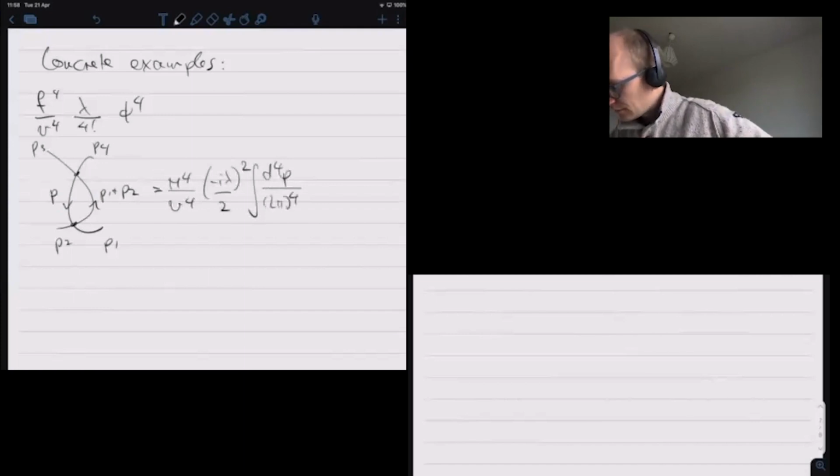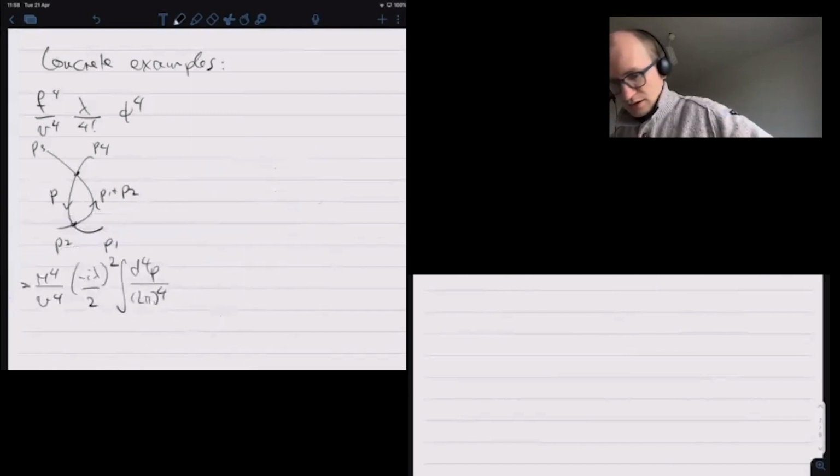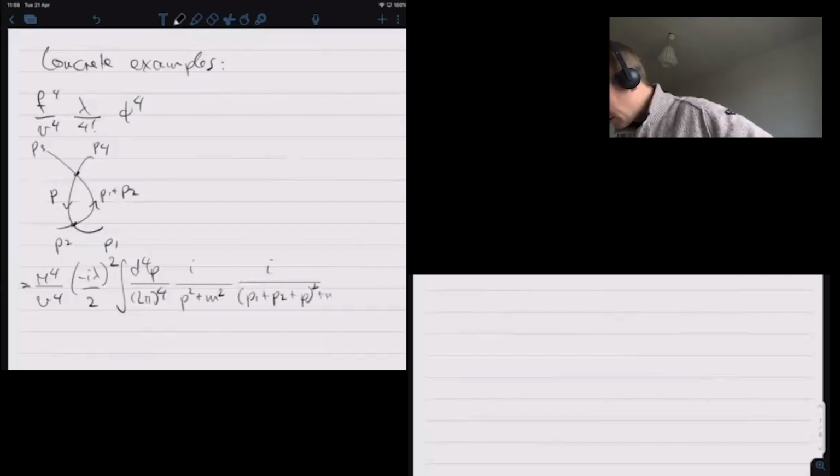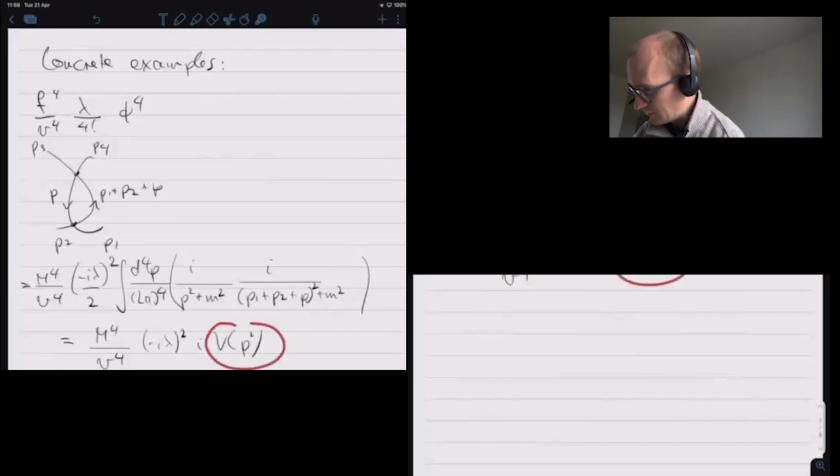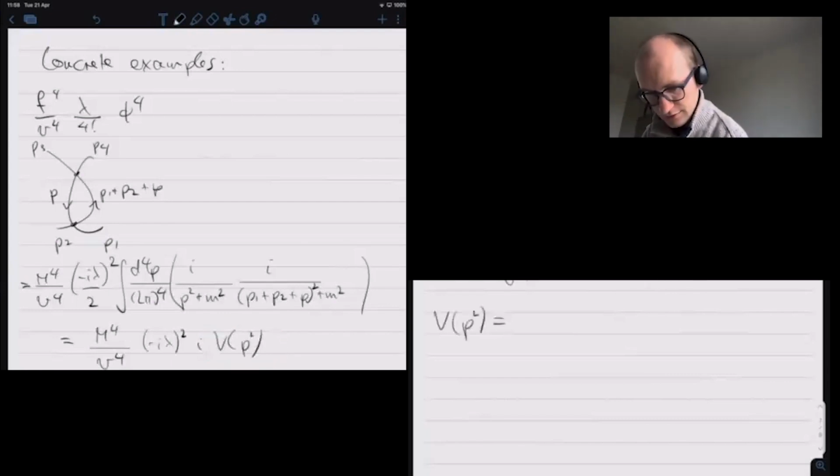Actually, let me make more space. Times i over p squared plus m squared, times the second propagator, i over (p1 plus p2 plus p) squared plus m squared. And I'm integrating over this, which gives m to the 4 over f to the 4 times (minus i lambda) squared times i times V of p squared. So let me calculate this V of p squared that I've defined here.